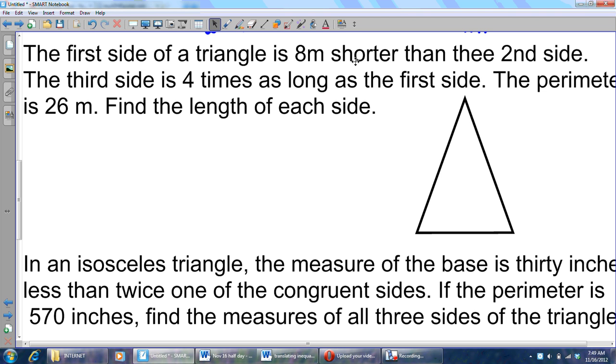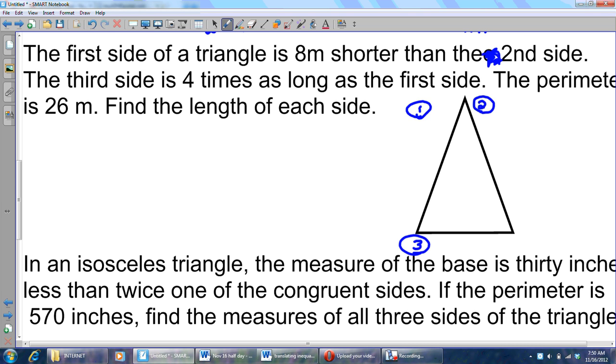Okay. Let me see here. What do I want to call it? I'm going to call this side here the first side, and I'm going to call this one the second, and this one the third. It doesn't matter that the triangle is not drawn to scale or that one side is longer than the other. I know the first side is 8 meters shorter than the second side.